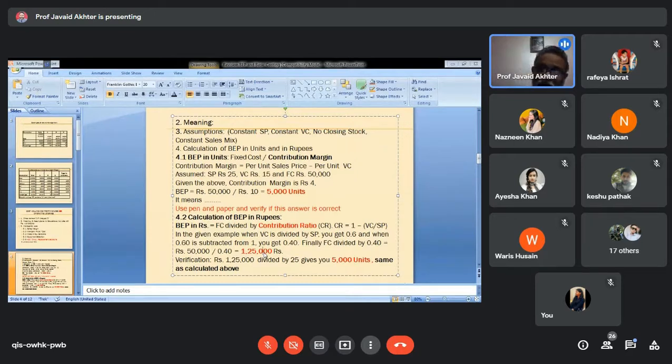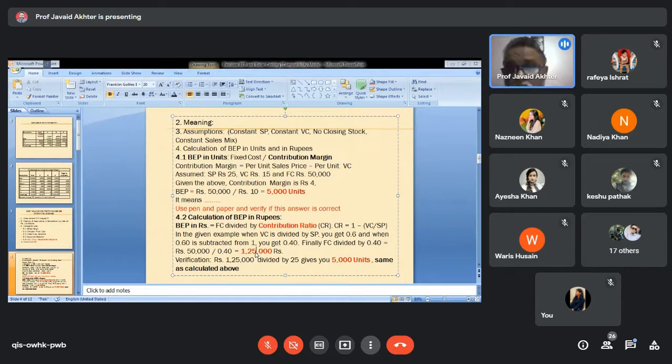How do you verify that? We need to find out units. Units, you have found out 5,000. So 5,000 units, each produced at rupees, how much? 15. It gives you 75,000. 50,000 is your fixed cost, so 1,25,000. So our answer is correct. In this way, we can verify also.